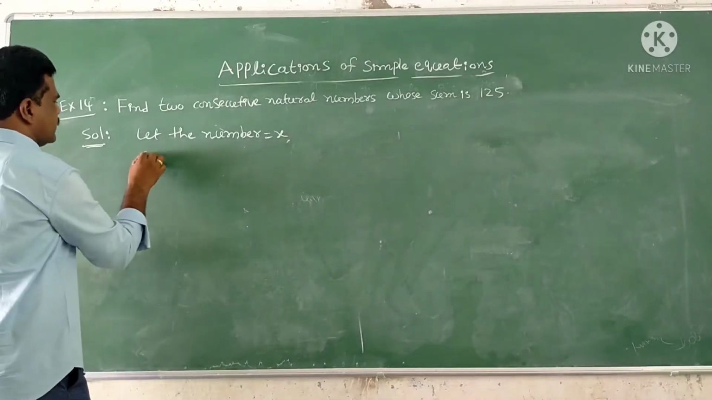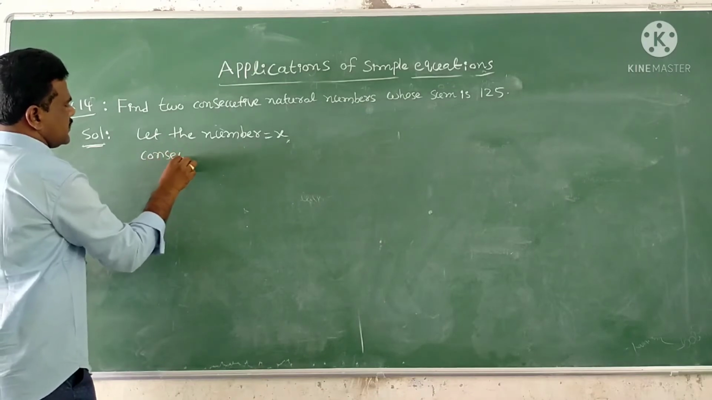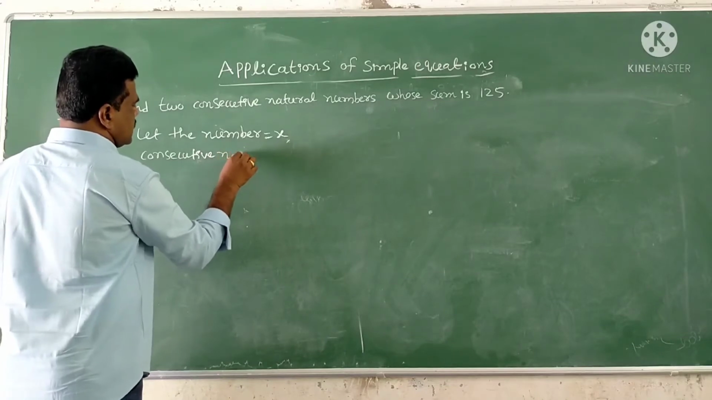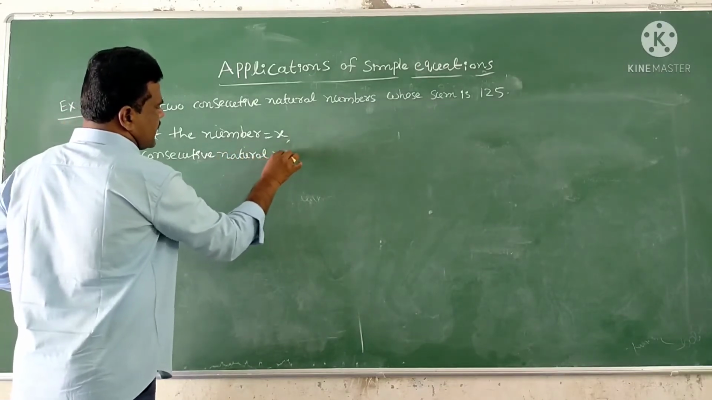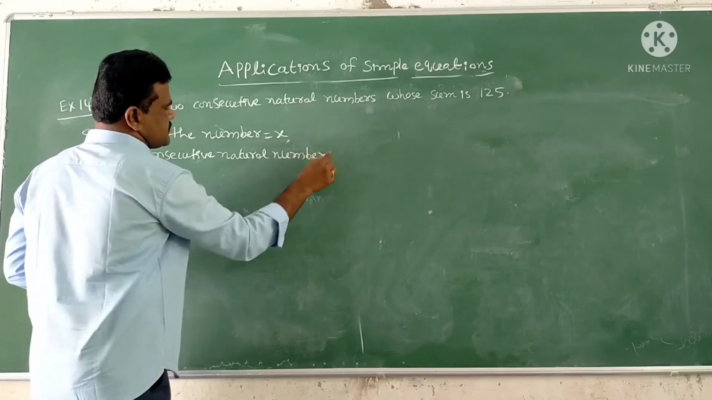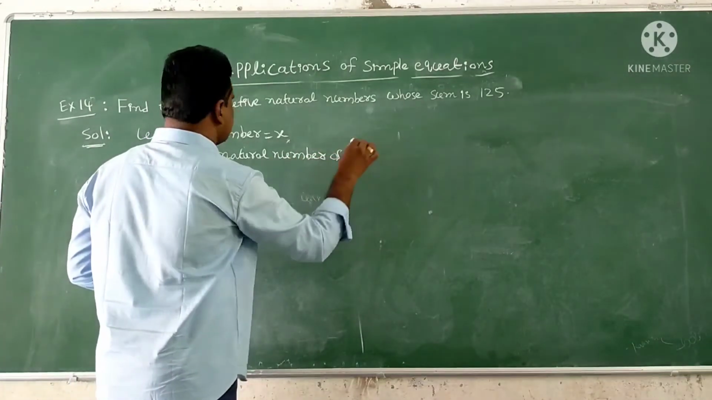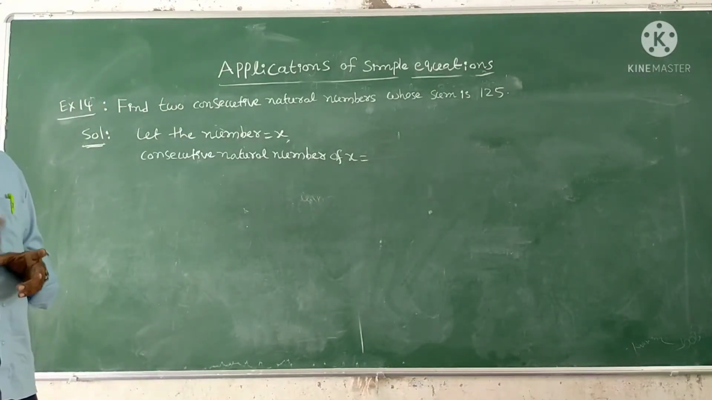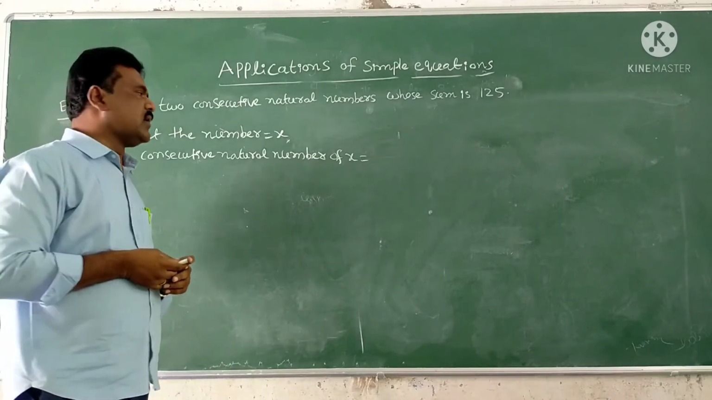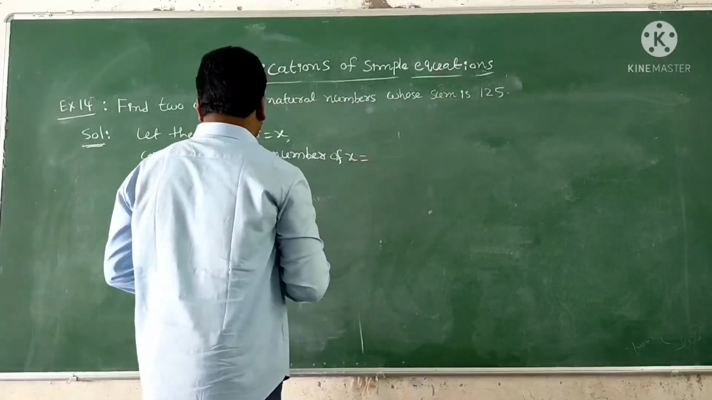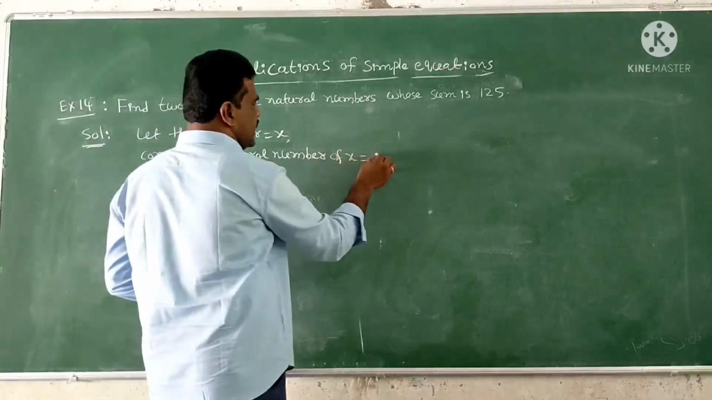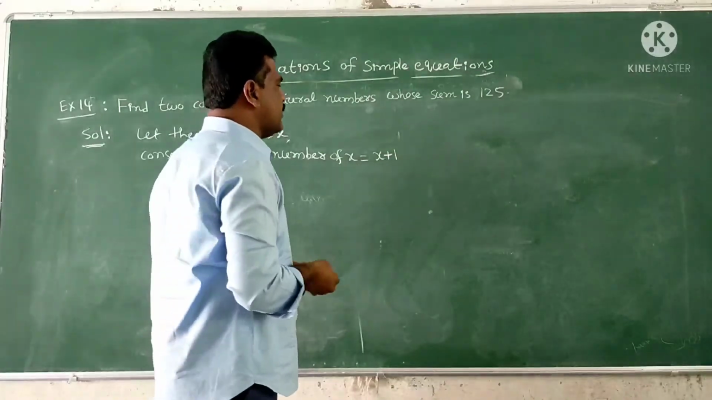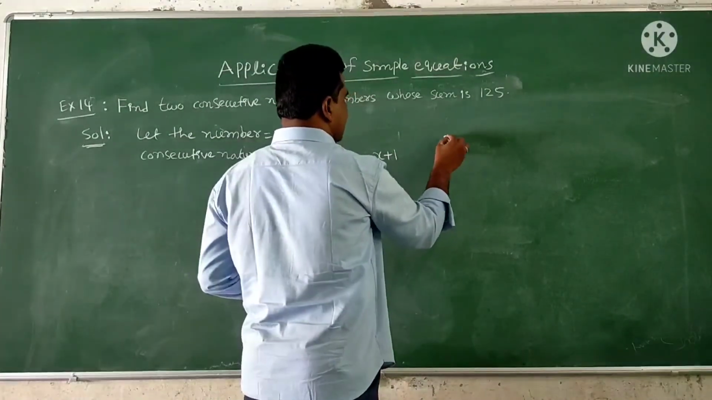Consecutive number means the next number of the given number. That is, the consecutive natural number of x means x plus 1. For example, I take the number 5. The consecutive number of 5 means 5 plus 1, which is 6.